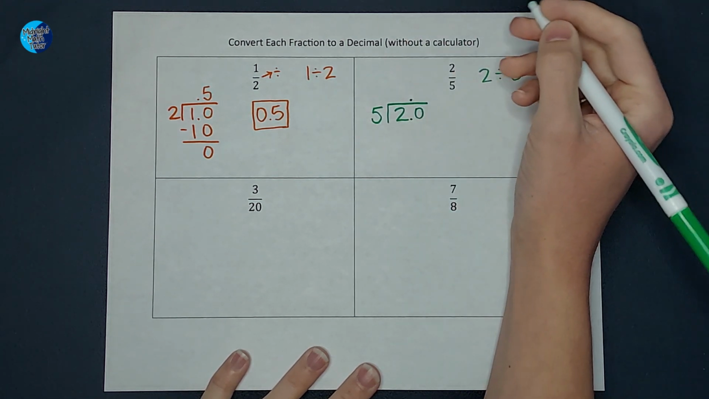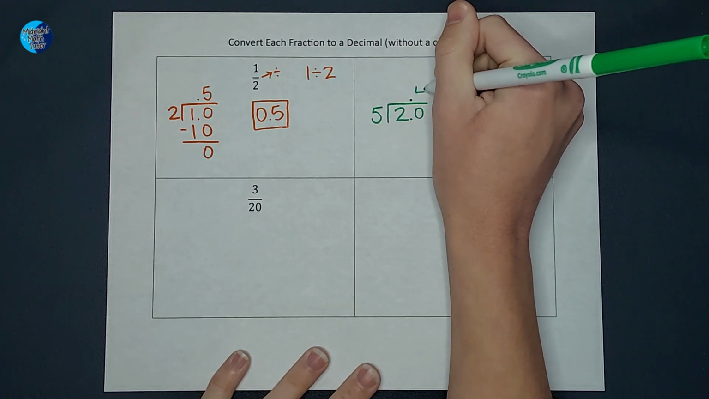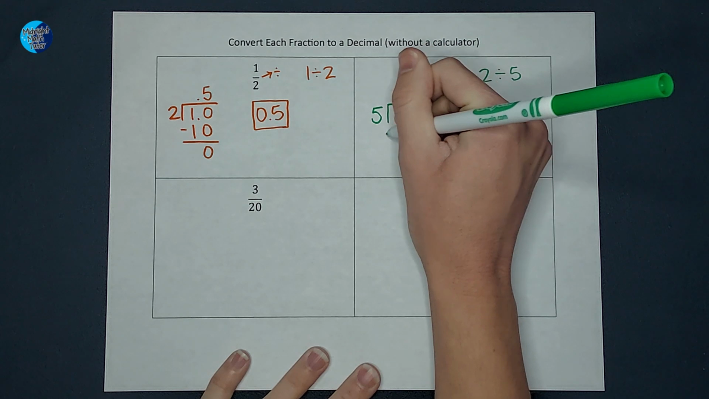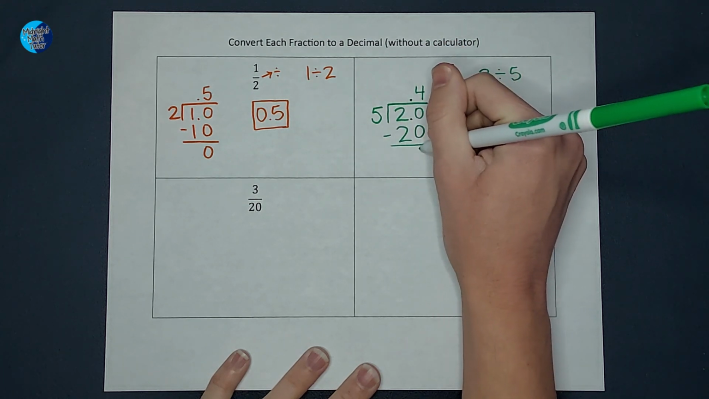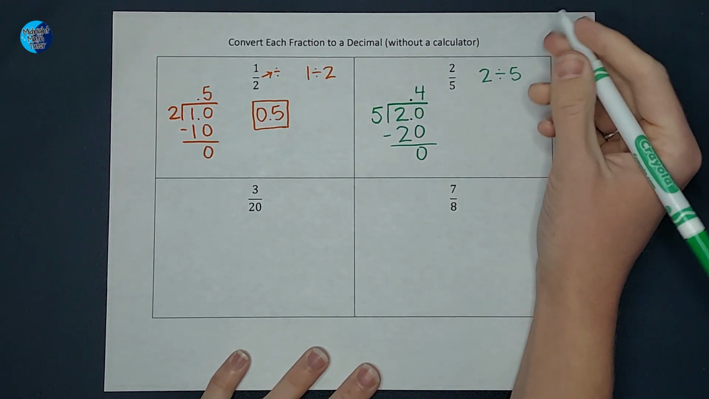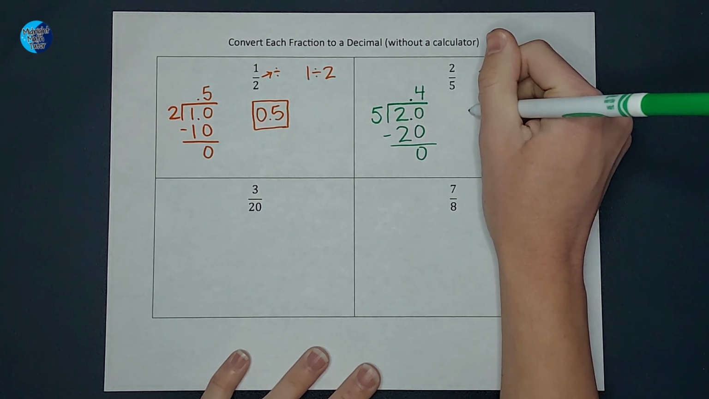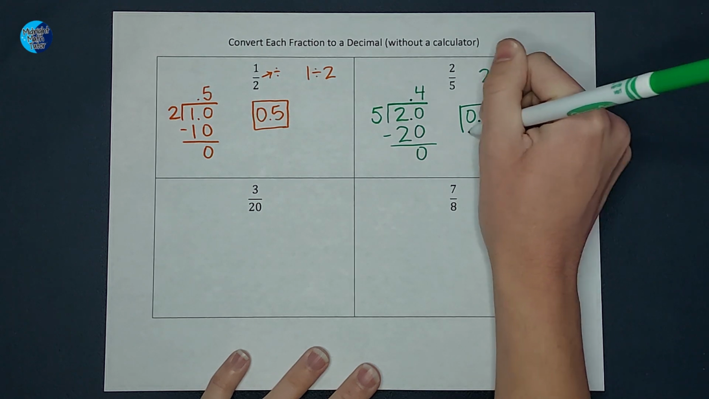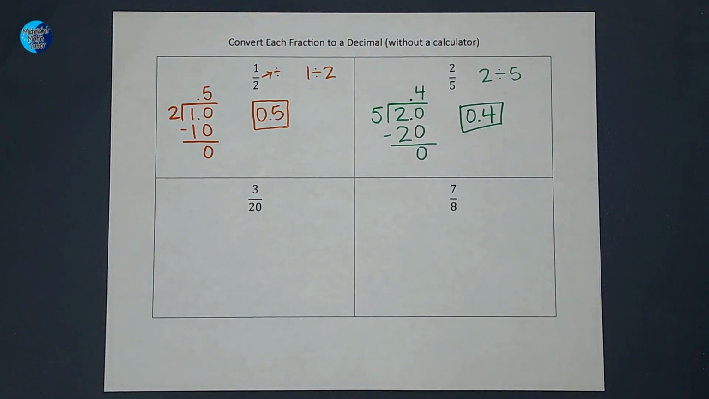How many times does 5 go into 20? Well, it goes 4 times. 4 times 5 is 20. And when I subtract, I get 0. So 2/5 as a decimal is 0.4. Look at that.